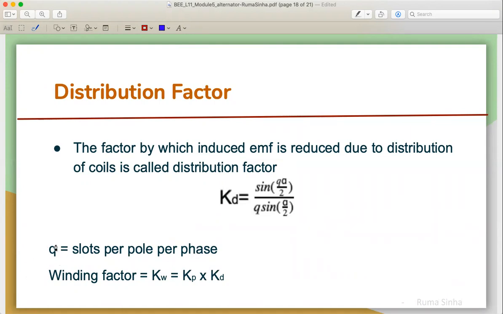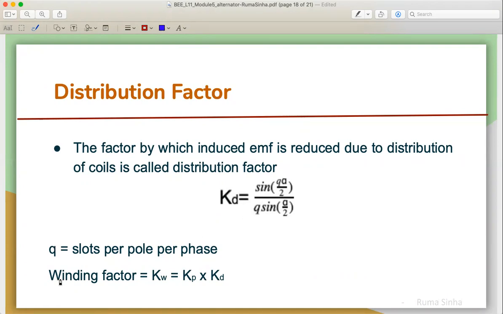So if it is a 36 slot system and the number of poles is 4, then Q will be 36 divided by 4 divided by 3. So 36 by 4 is 9, divided by 3 is 3. So Q will be equal to 3 for a 36 slot 4 pole system. So that is Kd, or the distribution factor.